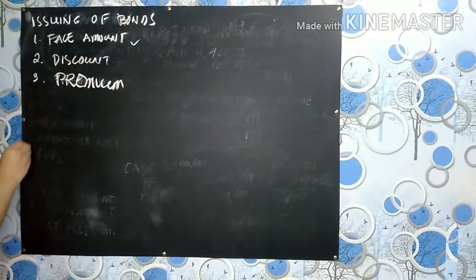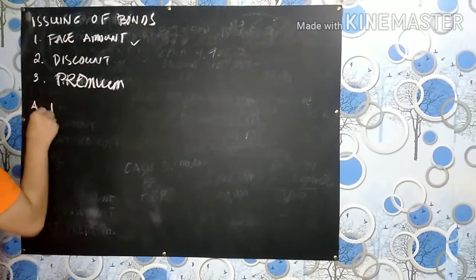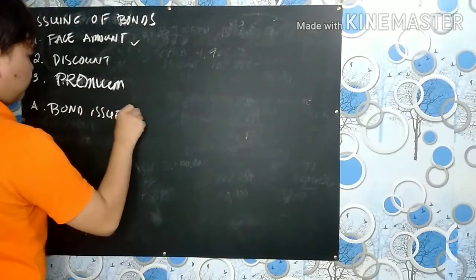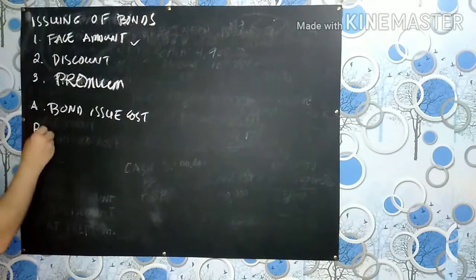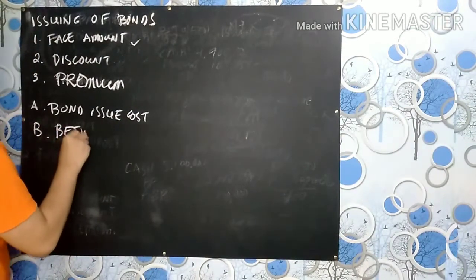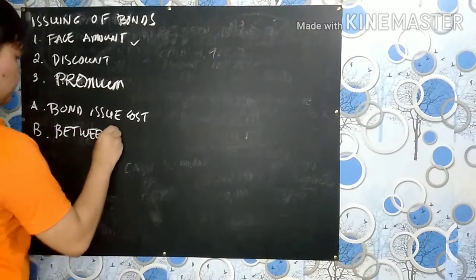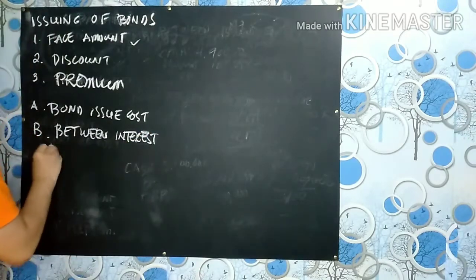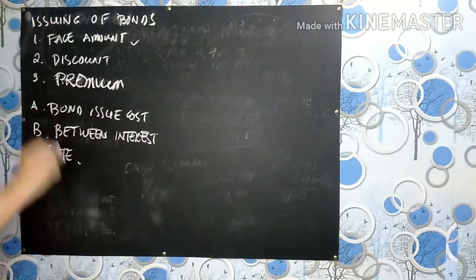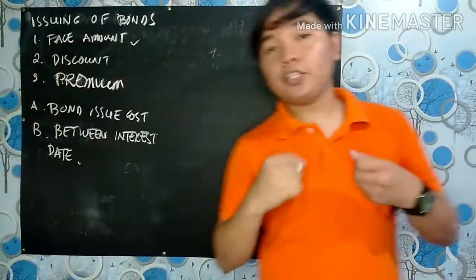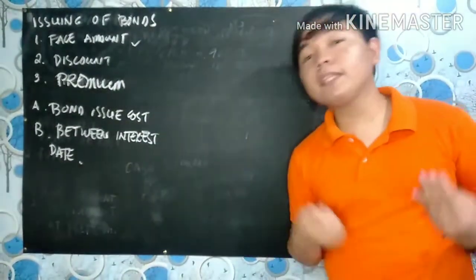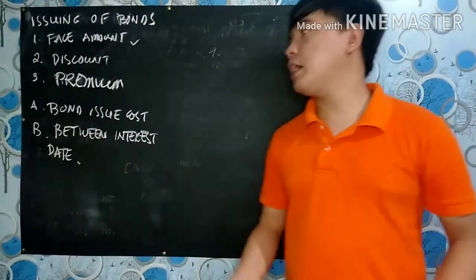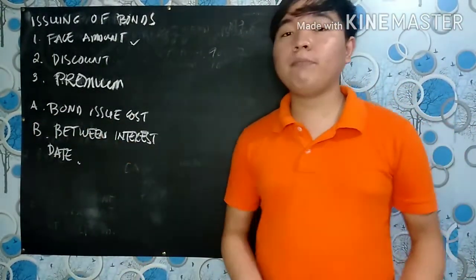So, nag-issue tayo with bond issue cost and between interest date. Okay? Diyan nagiging medyo challenging. Kasi ito kanina yung mga example ko, madali lang. Okay? Madali nating na-gets. Pero how about kapag nagkaroon na siya ng bond issue cost and in-issue siya between interest date.